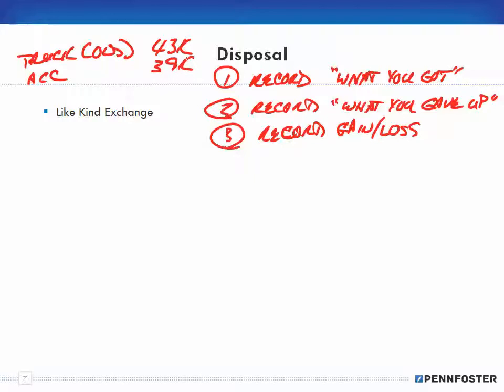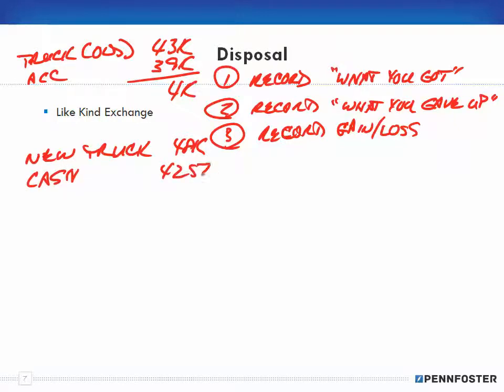You're going to get a new truck, and that new truck has a value of 48,000. And remember, what we're talking about, the book value of the old truck right now is only like $4,000, right? So obviously you're not going to get a new truck worth 48,000 for only 4,000. You're going to have to pay, and in this case they're paying cash of 42.5 in addition to the old truck to be able to buy the new truck.